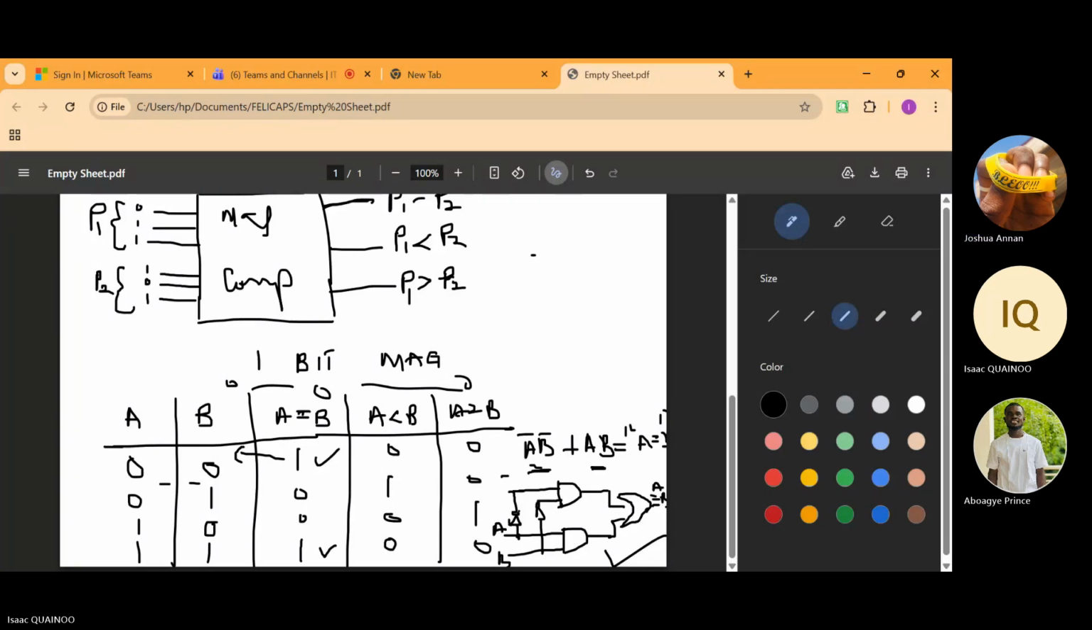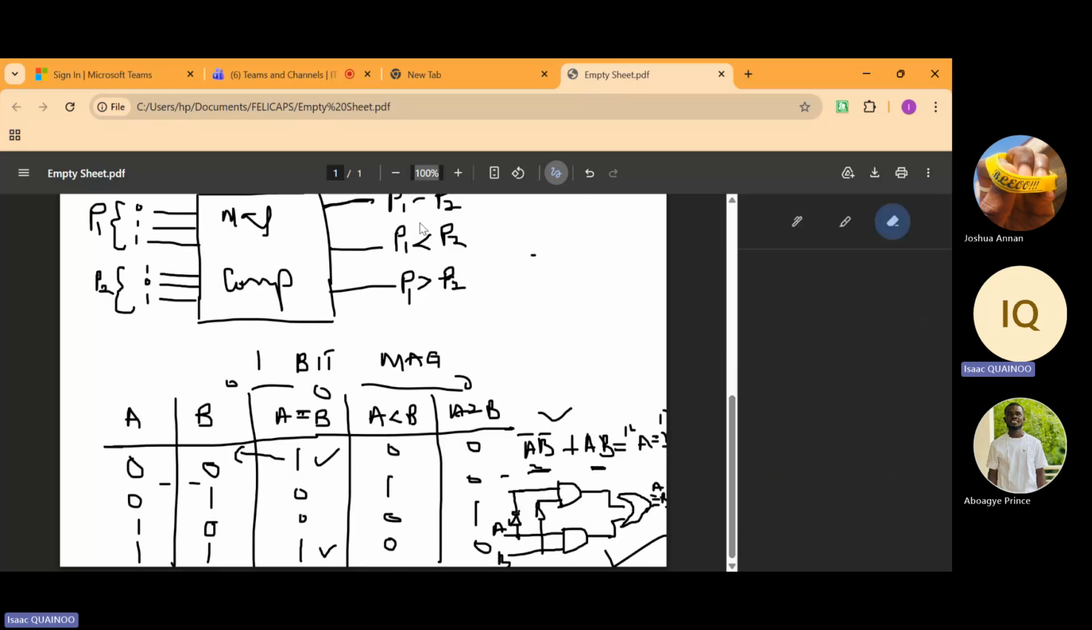Okay, so the Boolean expression for A equals B is implemented using two AND gates and one OR gate. So let us just know that fact also. So the Boolean expression of A equals B in a magnitude comparator is implemented using two AND gates and one OR gate. So we are going to repeat the same thing for the others also.